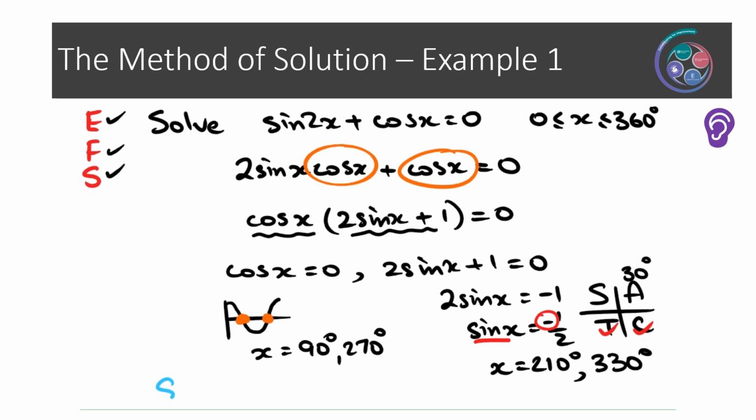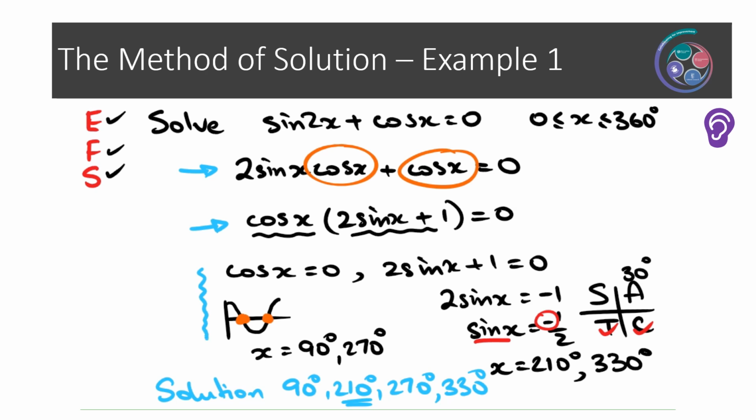And there, if I put it all together, I can have my solution as, and it's nice to write it out in order for the person who's checking your work, 90 degrees, 210 degrees, 270 degrees, and 330 degrees. And that's your double angle equation solved. Here is your expansion line, your factorising line, and the bit with all the work in it there is your solving the little equations.